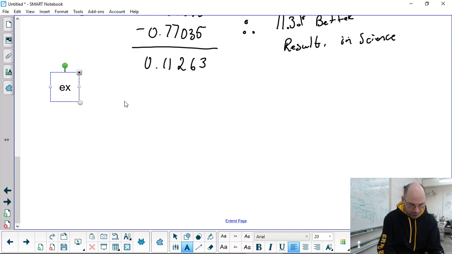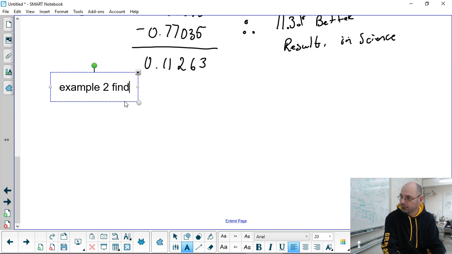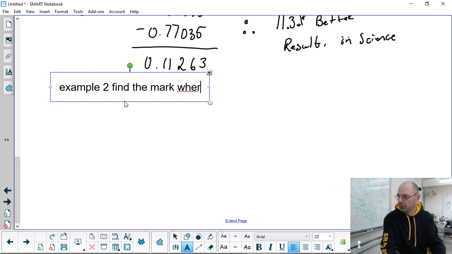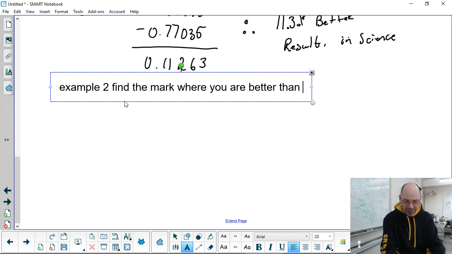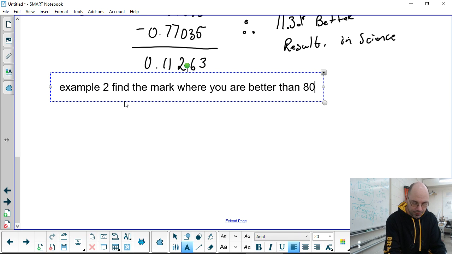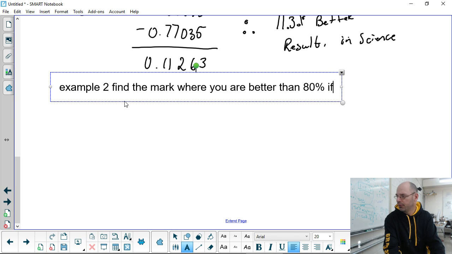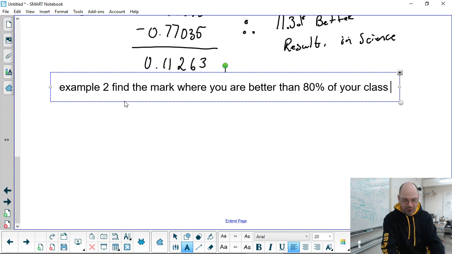Okay, so let's go with the second example. This is example 2. Find the mark where you are better than 80% of your class, given the following bowling scores.